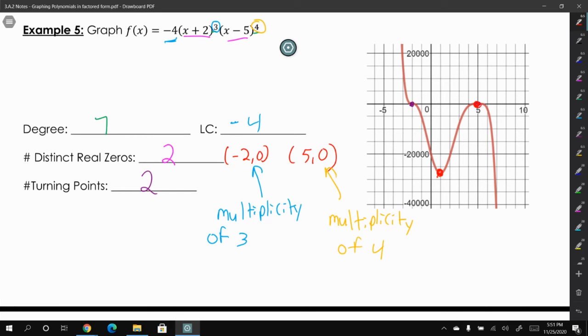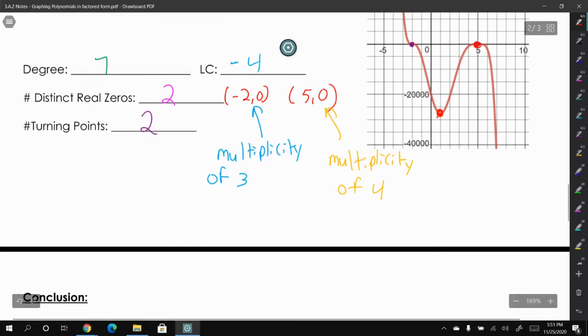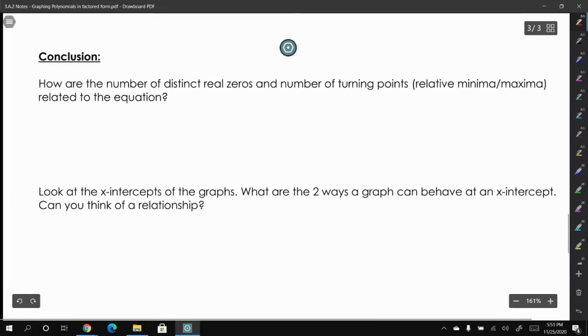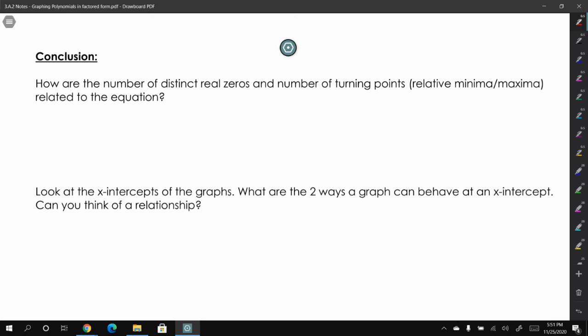So we're going to use these 5 examples here to come up with a conclusion about the number of turning points in relation to the number of distinct zeros, or the equation. And then we're also going to look at the behavior of those x-intercepts. So it says, how are the number of distinct zeros and number of turning points, your minima or maxima, related to the equation?